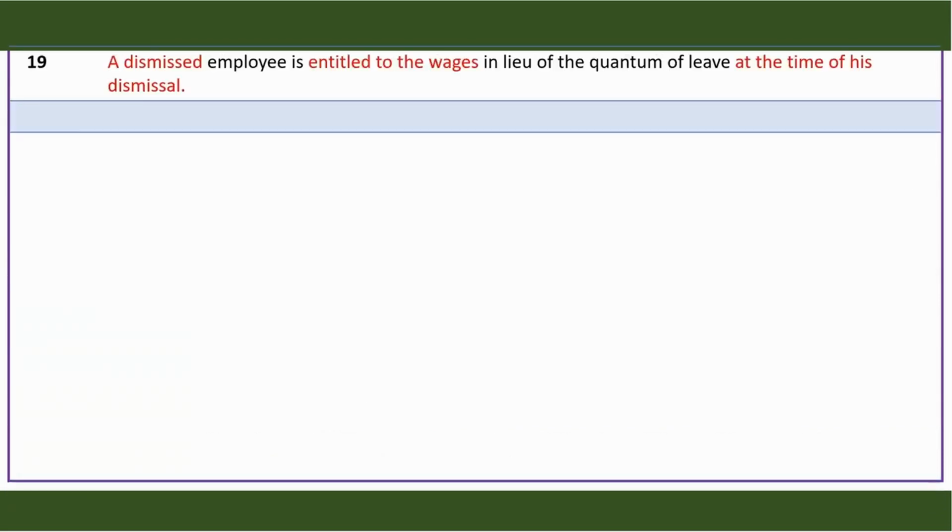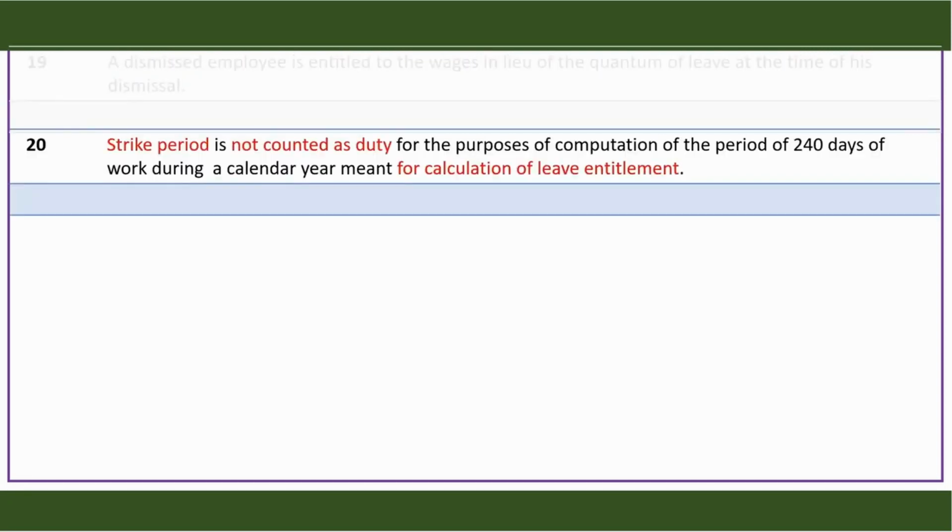When a person is dismissed, any leave standing to his credit has to be encashed. He is entitled to the wages in lieu of the balance lying to his credit. For every 240 days, a person gets 30 days of working leave, but in calculation of 240 days of working, if there was a strike and no work was happening, that strike period will not be included in the 240. It will be as good as a non-working day. Therefore, it is not used in the calculation of leave entitlement.